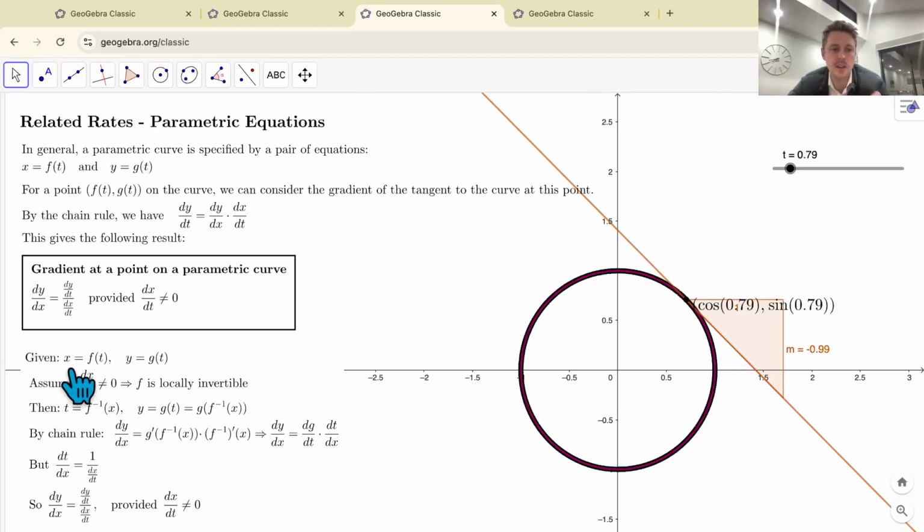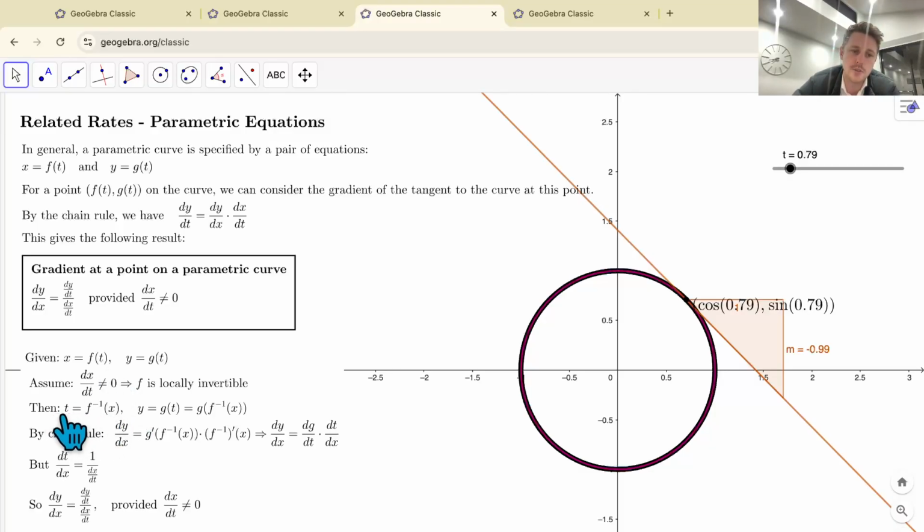So, just bear with me here if you're interested, if you're given some function x equals f of t and y equals g of t, you're going to assume that dx/dt is not equal to 0, as we said before, and that f is locally invertible. So what that means is we can isolate t. If x equals f of t is invertible, then we can take f inverse of both sides and isolate t. So we'll get t equals f inverse of x.